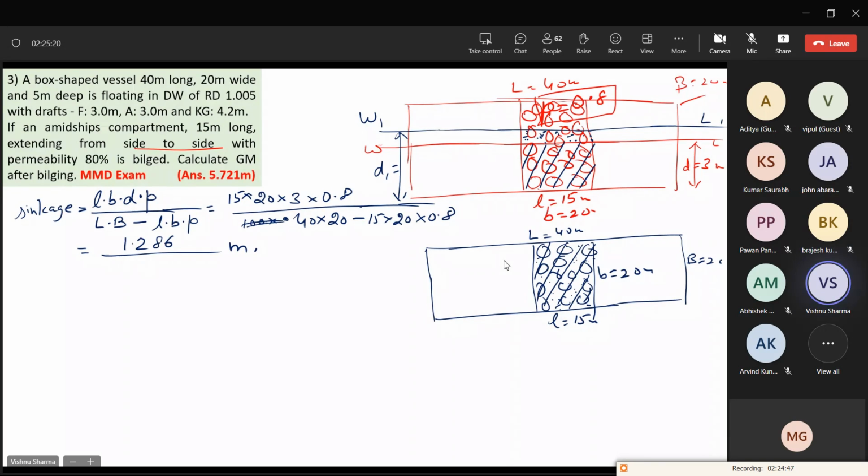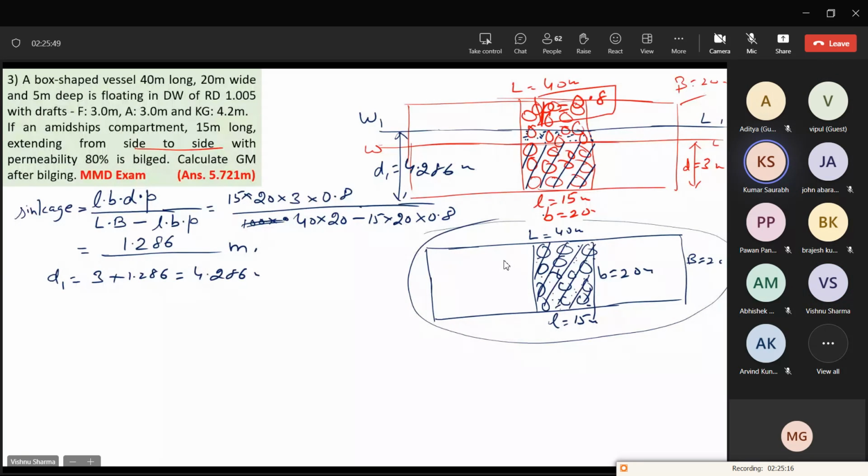Okay. Now, in this case, tell me, guys, will KB be D1 by 2 or not? D1 will be equal to 3 meters plus 1.286, which is 4.286 meters. Will KB be D1 by 2? Imagine the body cut at different levels, and the water plane is going to be the same. Yes, sir. So it will be D1 divided by 2.